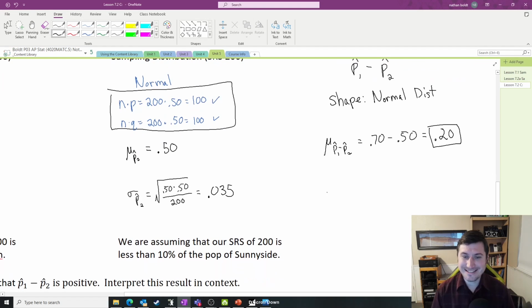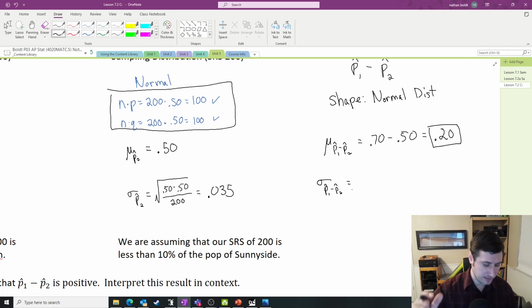All right, what is the standard deviation of P1 hat minus P2 hat? Now this one is where it takes some calculation, because we can't simply take the standard deviations and combine them. You cannot add or subtract standard deviations. You have to go back a step to the variance, then we can add the variances.